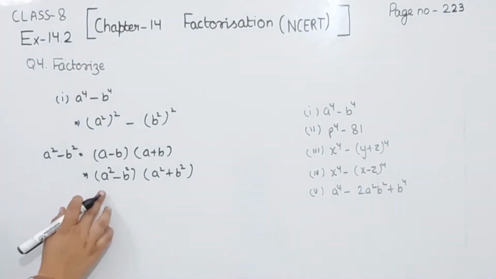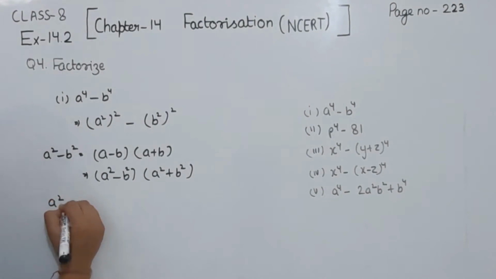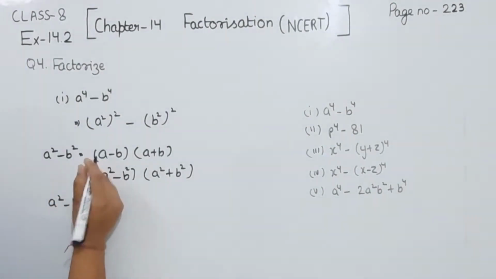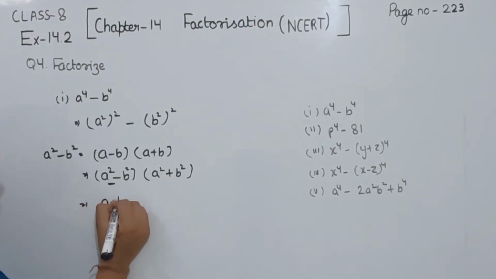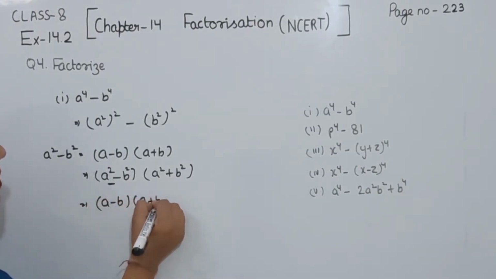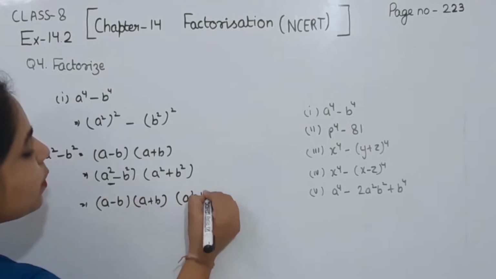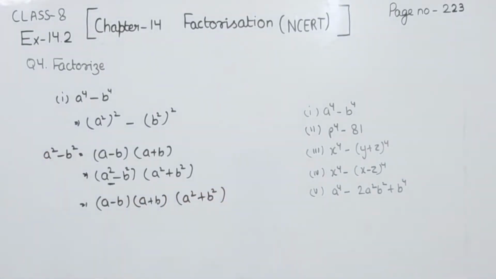Now here again I am going to use one more formula. This one is a square minus b square, so I use the same formula here. So I write a minus b and a plus b, and this one we have a square plus b square. So this is the solution for part 1.